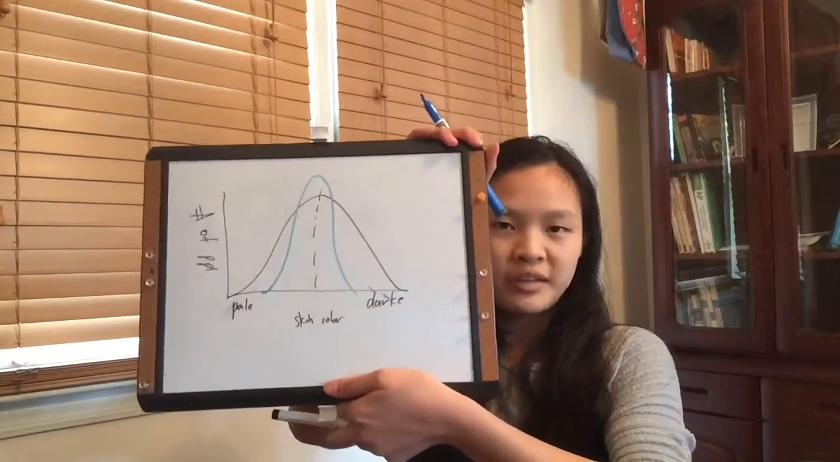The second type of selection is called stabilizing selection, and that is where, I'm going to redraw my graph, both extremes are voted against and the middle is favored, the middle characteristic. So basically you could think of it as the people who are the most normal in a population survive better, and the graph would be like this, with the blue as the new population and the black as the old population.